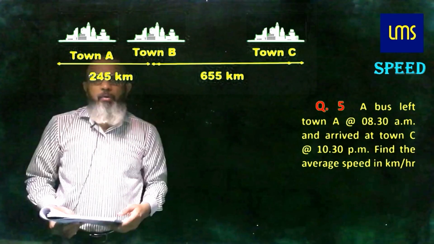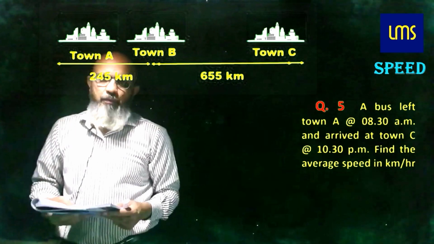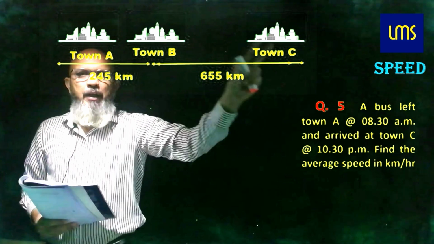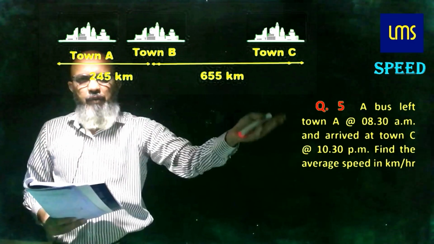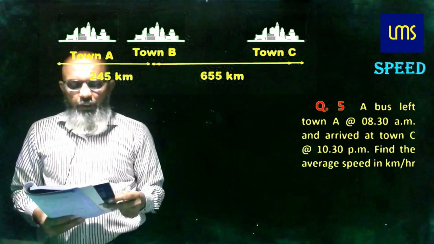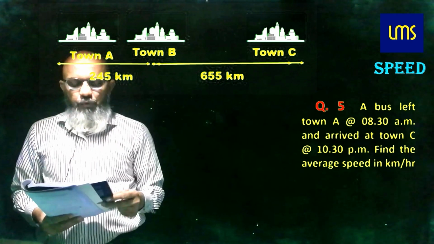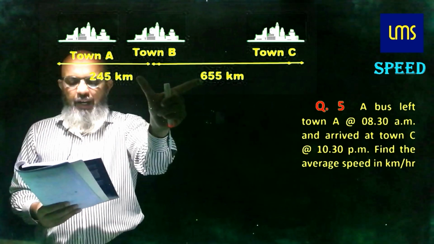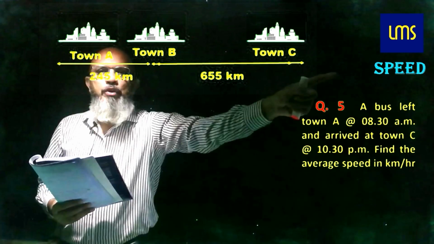Now come to question number 5 from your workbook. The diagram is given to you, the statement is given to you. Just first read the statement. I read from the book. The diagram shows the route from town A to B and B to C, right? The distance between town A and B is 245 kilometers, and from town B to town C, that is 665 kilometers.